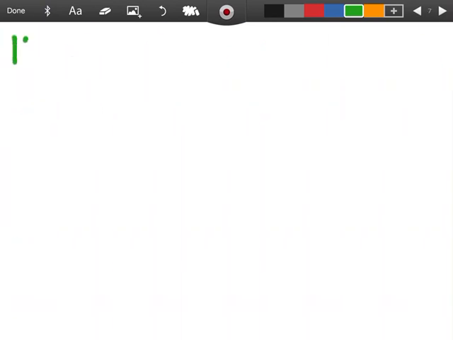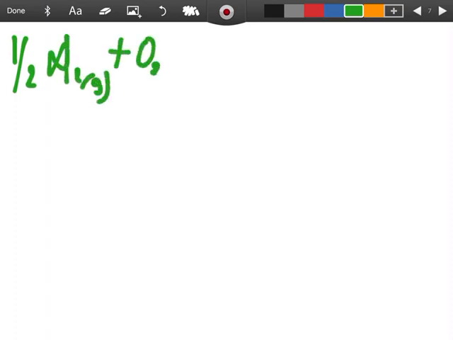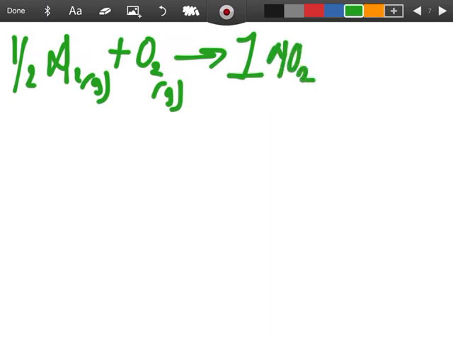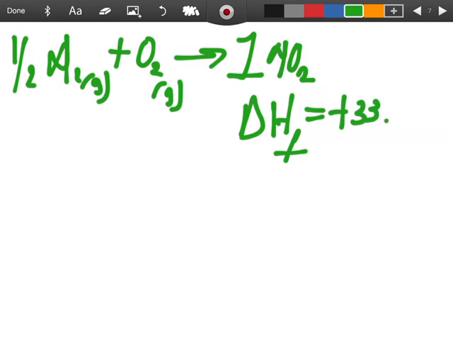Very well. So in that sense, let's take another example. If you have, for example, half of a mole of nitrogen, that is a gas, plus 1 mole of oxygen, that is a gas, I am going to get 1 mole of NO2. Very well. And the enthalpy of formation is going to be, for this case, plus 33.2 kilojoules, I think. I don't remember if it's joules or kilojoules. I'm mostly sure that it's kilojoules.